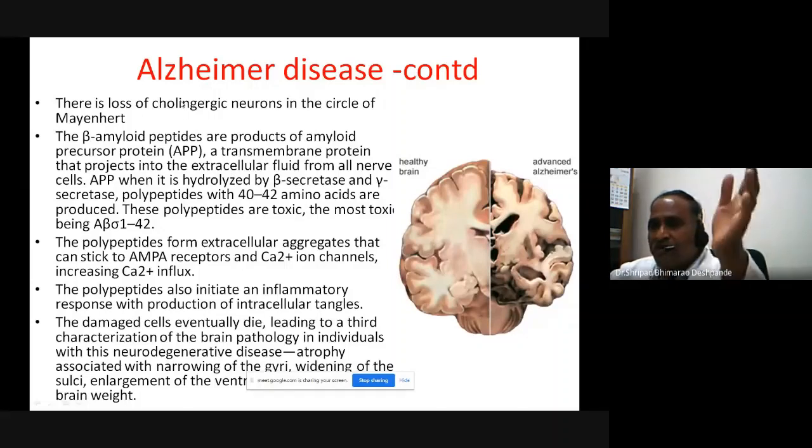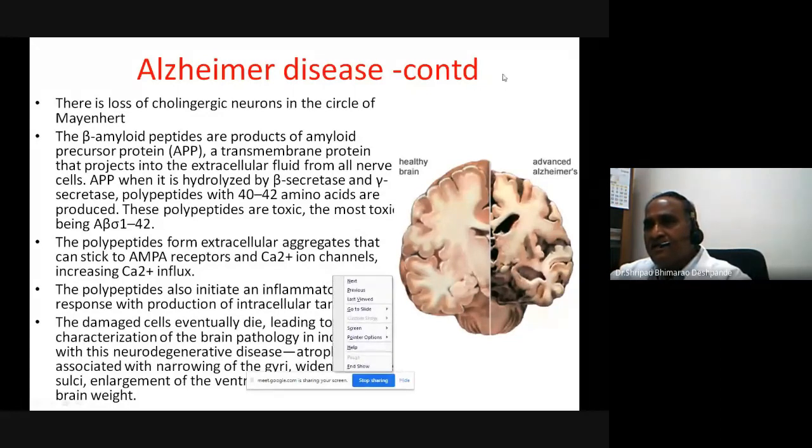Whatever they have produced, they produce toxic events to the cell, and they kill the neurons. That is the important thing: the beta amyloid peptide is produced from amyloid precursor protein, and these polypeptides are toxic to the cell, and many of the neurons will die.